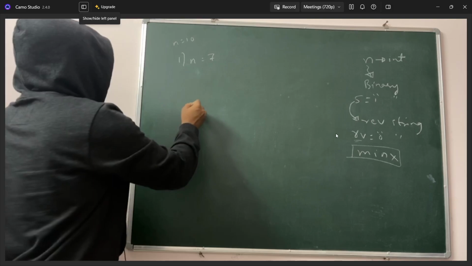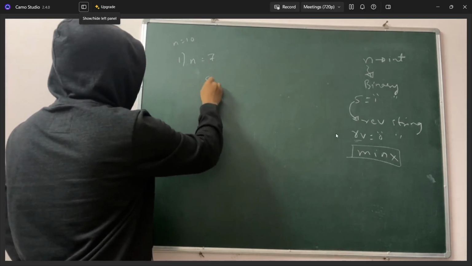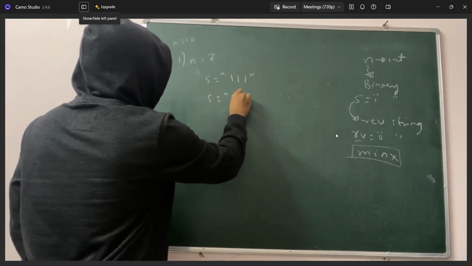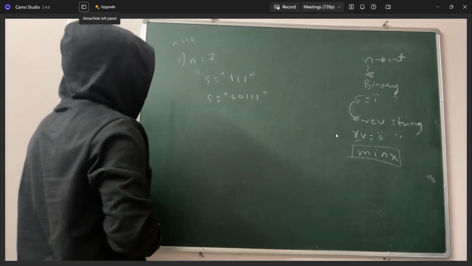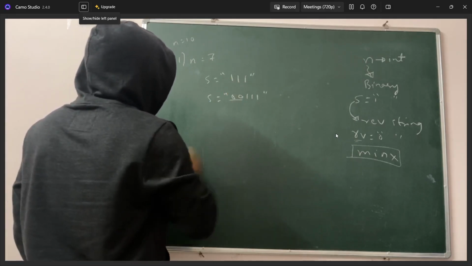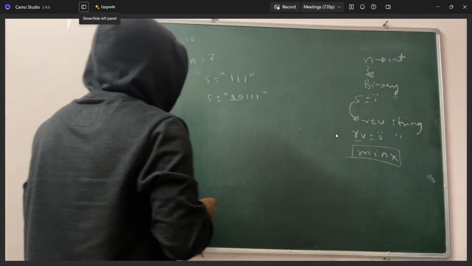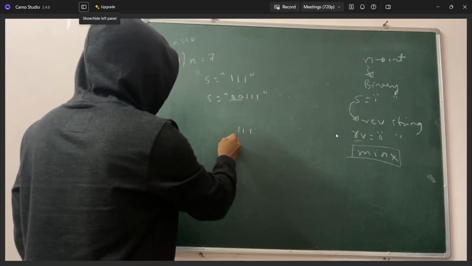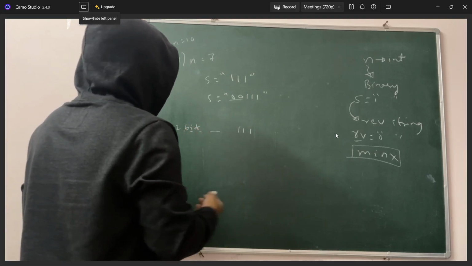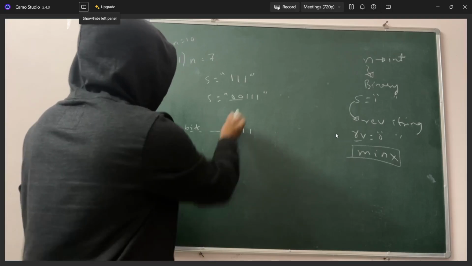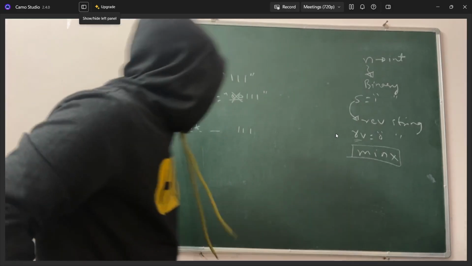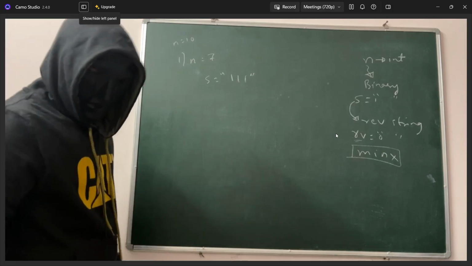Let's consider the first test case. N is 7, so in binary 7 can be written as 111. You can also write the string with leading zeros, and this is also correct, but why would you need that? You try to avoid it, because there will be 32 bits, and you don't need to take care of all 32 bits. The leading zeros you can remove. So this is the string that you now have.